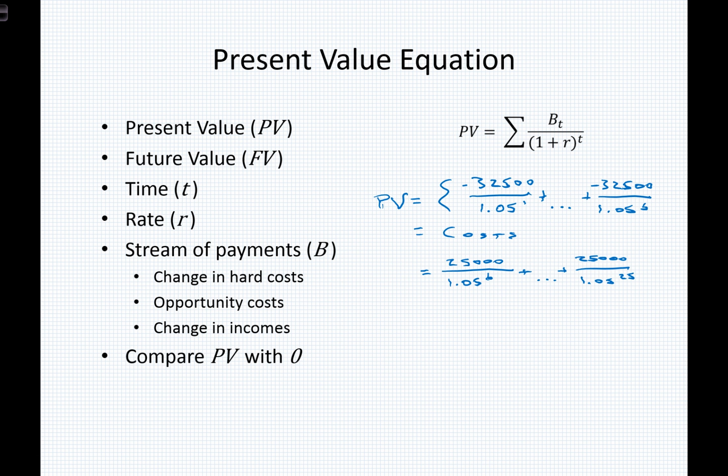In this case, my PV is going to equal my benefits. Well, when I put both of these values into the same equation, with everything on the right-hand side, what I've really done is taken a look and said, okay, my PV, is it equal to my costs and my benefits?